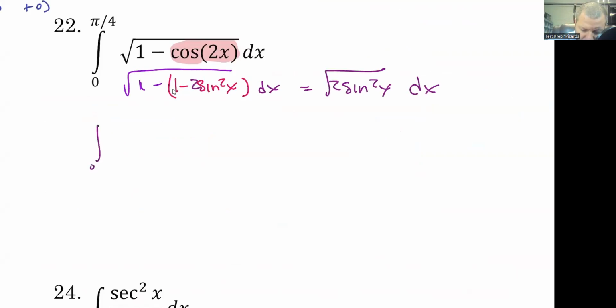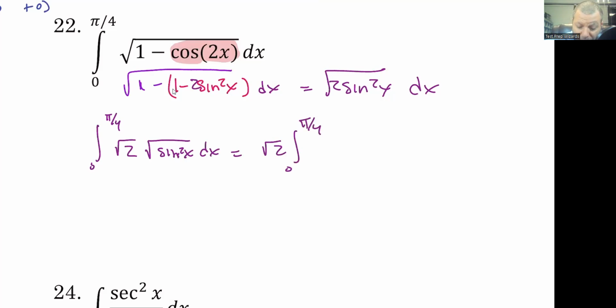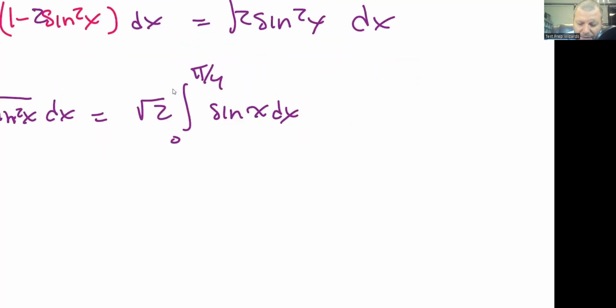So I can look at this integral from 0 to pi over 4 as now the square root of 2 times the square root of sine squared of x dx, which I can pull this square root of 2 through our integral because it's just a constant. Derivative of sine squared is just sine of x. All right, so when I take the antiderivative of sine of x, we know that sine comes from a negative cosine. So I'm going to get negative radical 2 cosine of x evaluated from 0 to pi over 4.